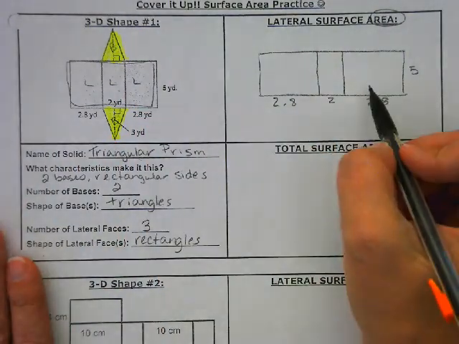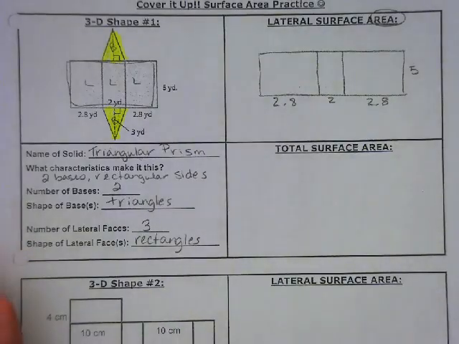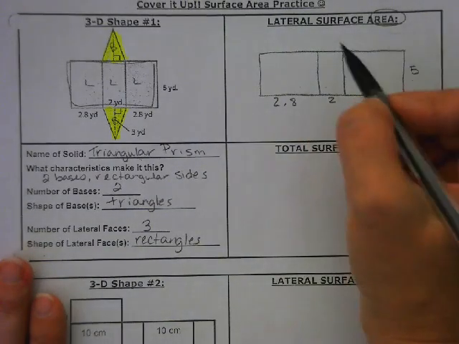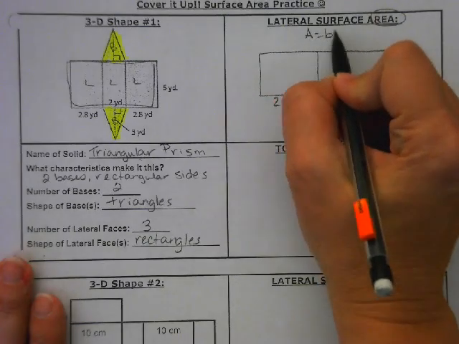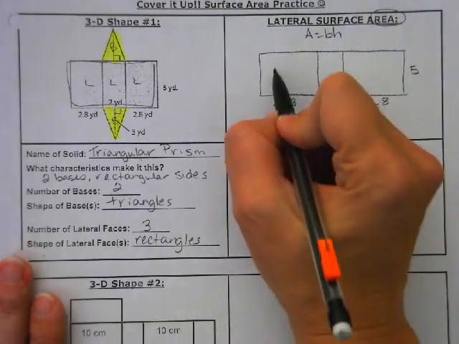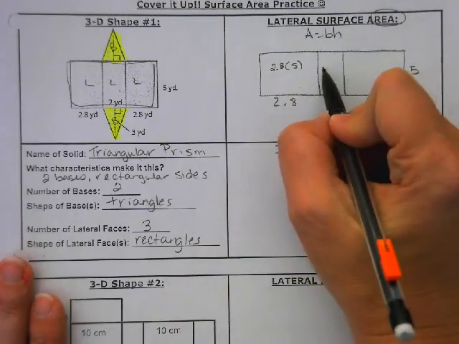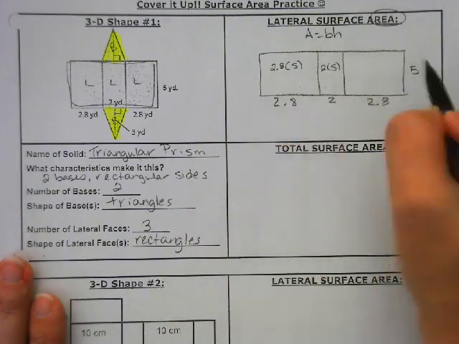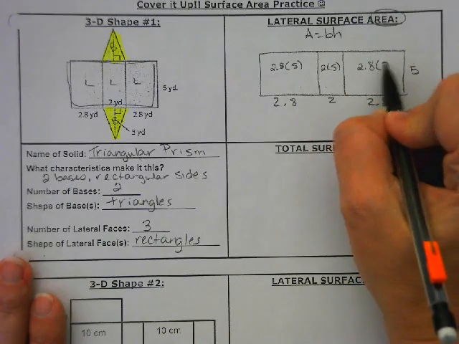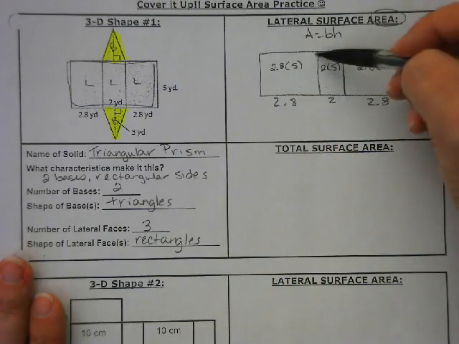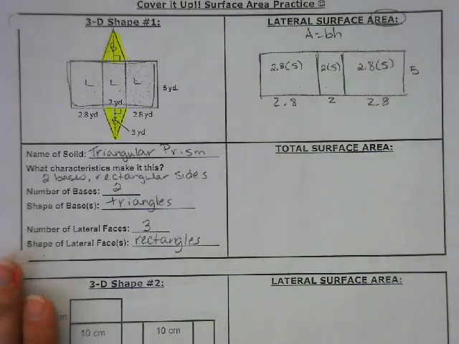Can I find the area of these rectangles? How do I do that? How do you find area of a rectangle? Base times height, right? And multiply the sides. So this is going to be 2.8 times 5. This is going to be 2 times 5. This is going to be 2.8 times 5 again. Because if this is 5, then this is 5, this is 5, and this is 5, right? It doesn't change the height.